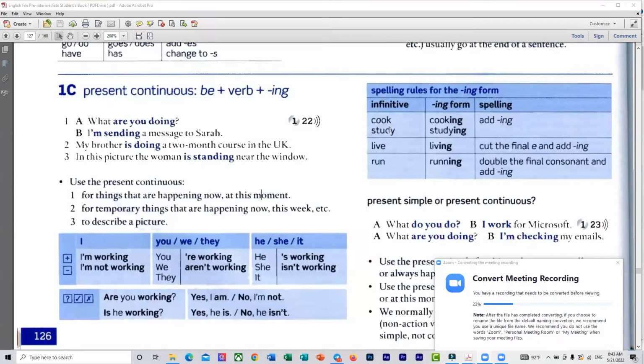Sorry, teacher, I didn't get your screen. Oh, sorry. Let me share again. You found it? Okay, you got it, guys?